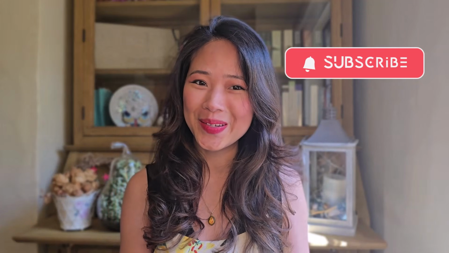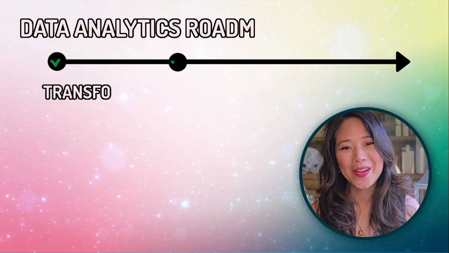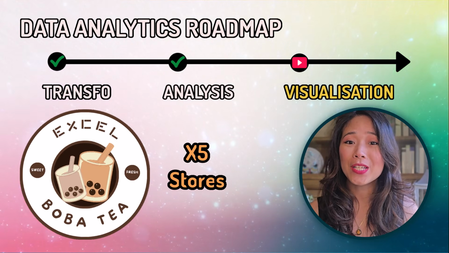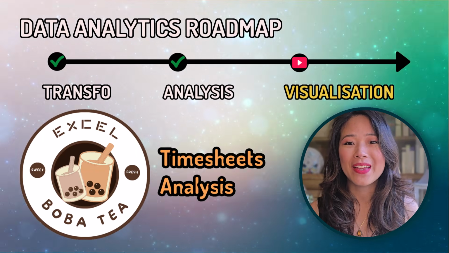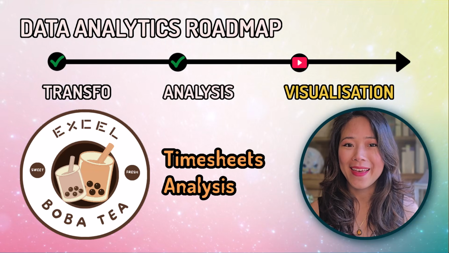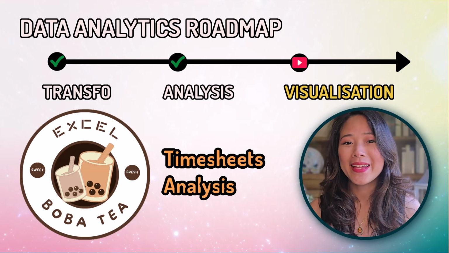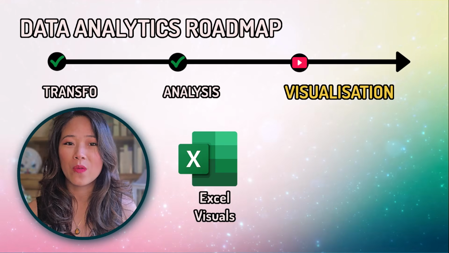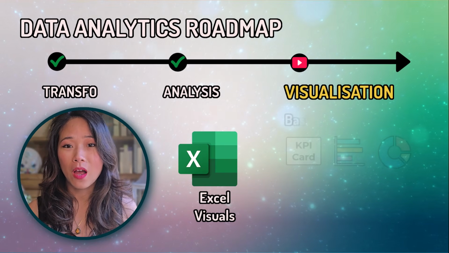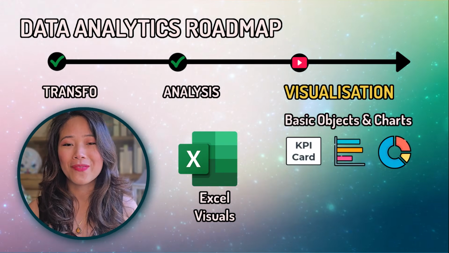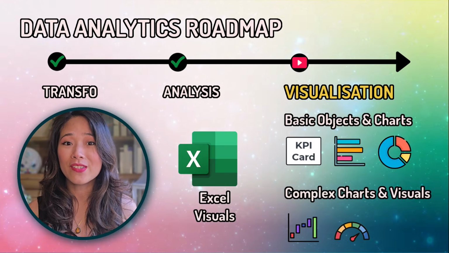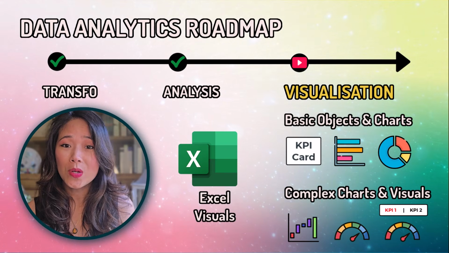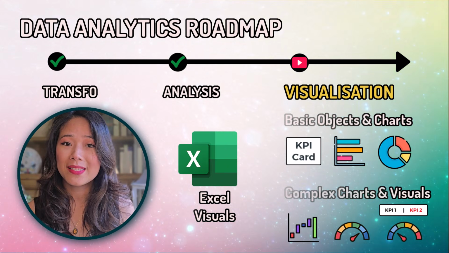This video is a part of an end-to-end data project where we're helping Excel Property, a fast-growing property chain, make sense of their disorganized timesheet data and turn it into compelling, decision-ready visuals. In the previous videos, we've covered a wide range of visuals, from basic objects and charts to more advanced ones like waterfall charts and custom gauge charts. We even dove into advanced techniques that let you switch between different measures using a slicer.